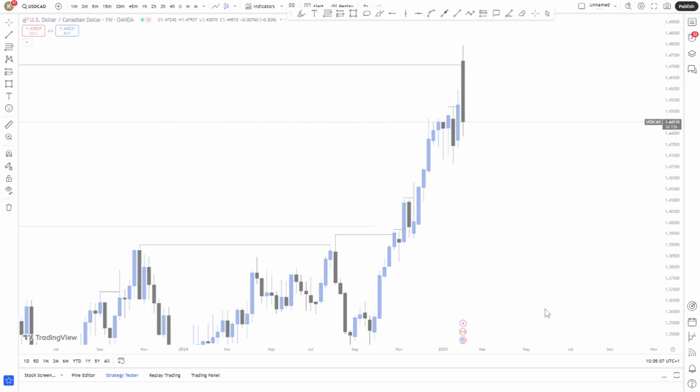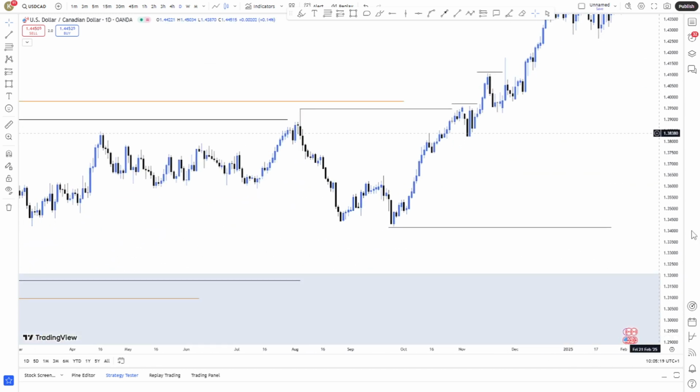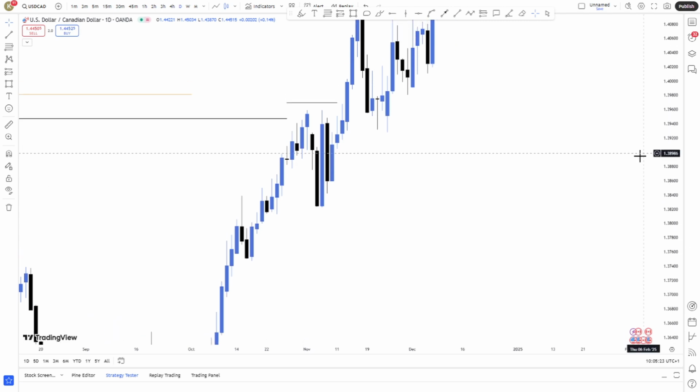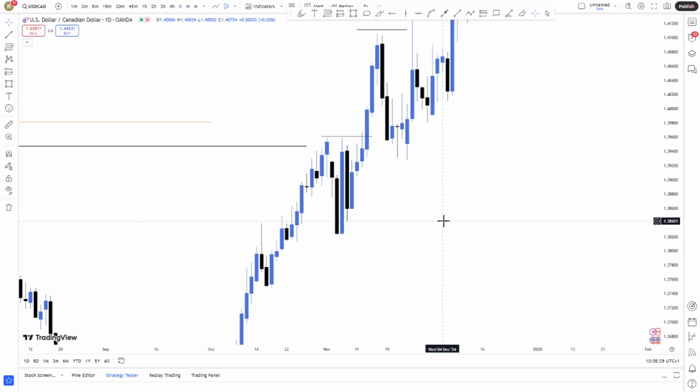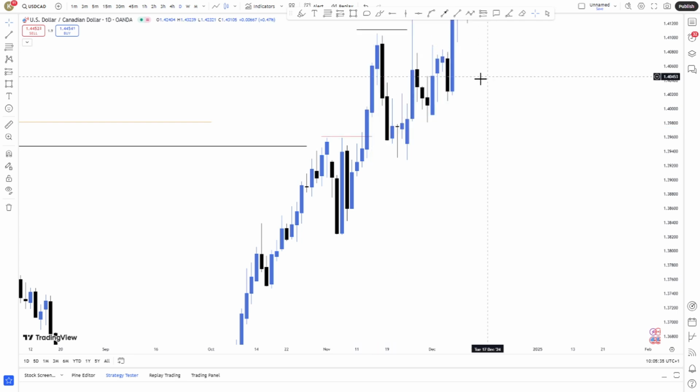So if I go to my daily, let's see if we can verify them. Yep. If I'm trying to verify this on the daily, you see it's not qualified, is it? It did not lead to a daily change of character. Did it? It didn't. So this cannot be black. Demote that to red.